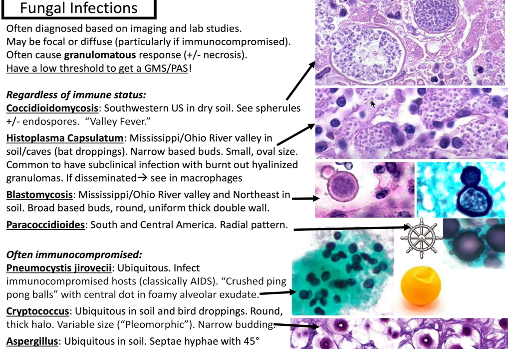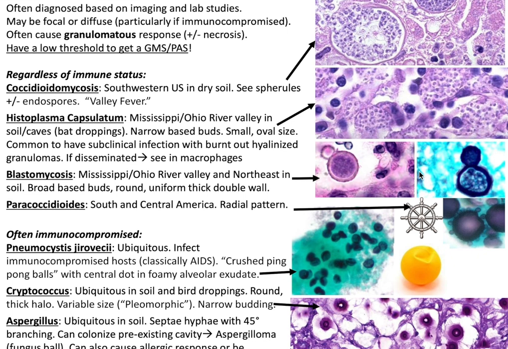You'll histologically see narrow-based buds, small, oval size, common to have subclinical infection with burnt-out hyalinized granulomas. If disseminated, you can see them in macrophages, as you can see here. Blastomycosis, often seen in the Mississippi, Ohio River Valley, and northeast in soil. You'll see the broad-based buds, round, uniform, thick, double wall.